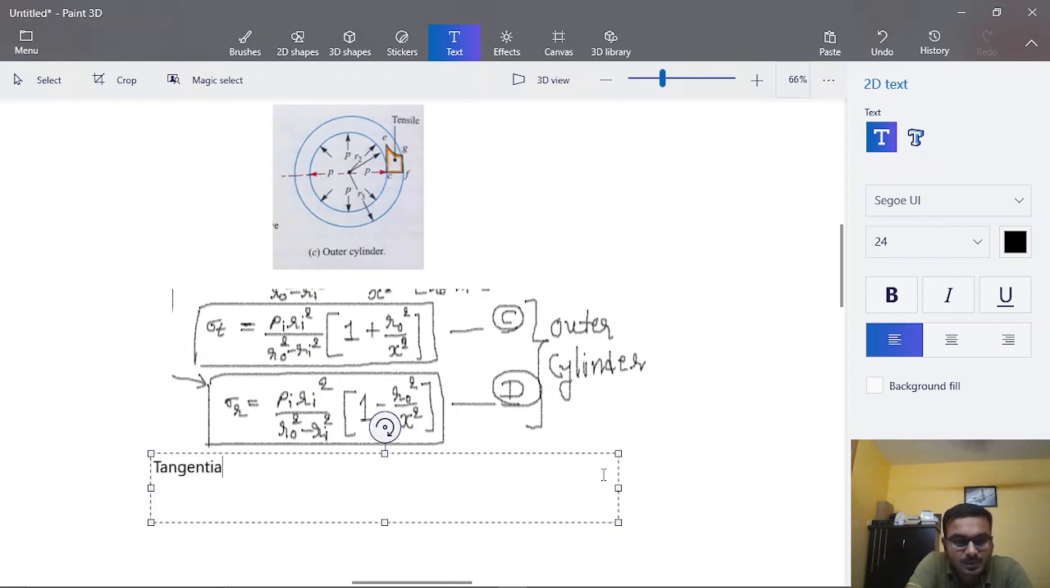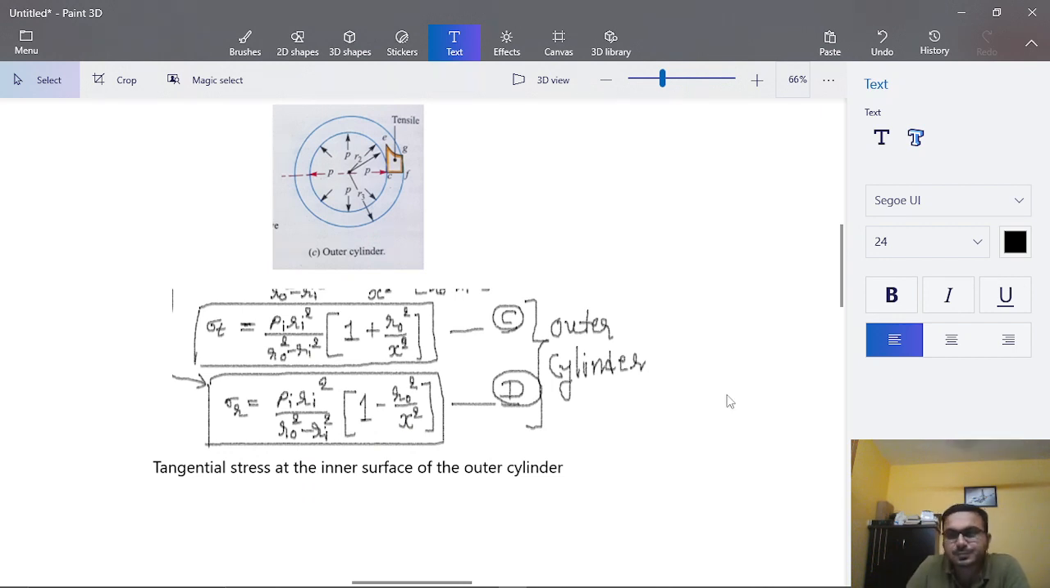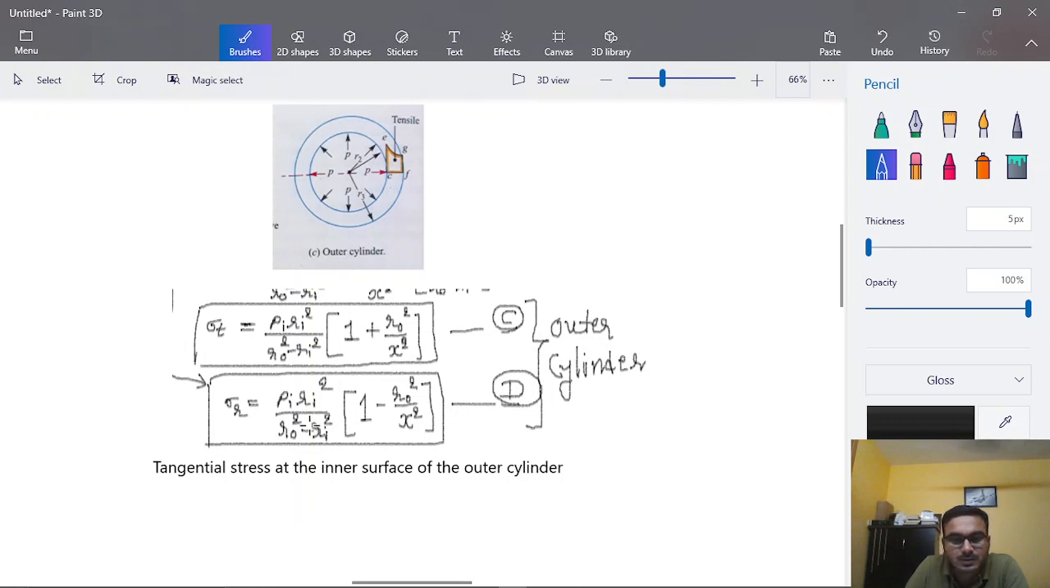Now we will calculate the tangential stress at the inner surface of the outer cylinder. Okay, so for that what we can do is put for this figure. Now see, the things will change. Pi will be equal to P, Ro is equal to R3, Ri is equal to R2, and as far as x is concerned, x will be equal to R2 in our case, because we need to calculate for the inner surface.